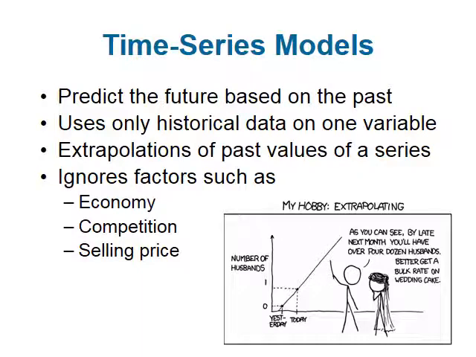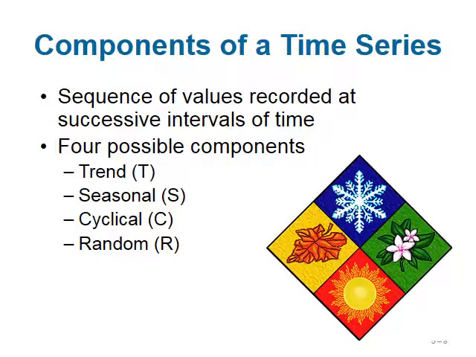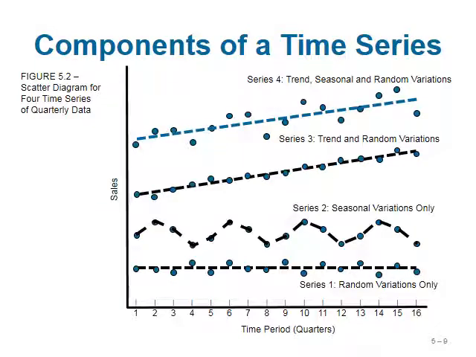The next set of models are time series models. Here, we try to predict the future based on historical data on one variable. This method ignores external factors. There are four possible components to a time series, including trend, seasonal, cyclical, and random. Trend involves a general up or down movement of data over a period of time.